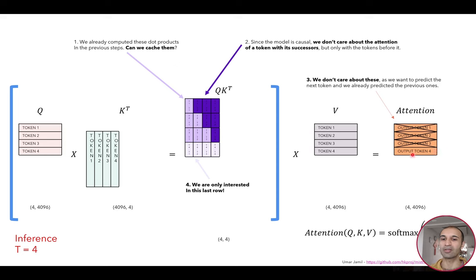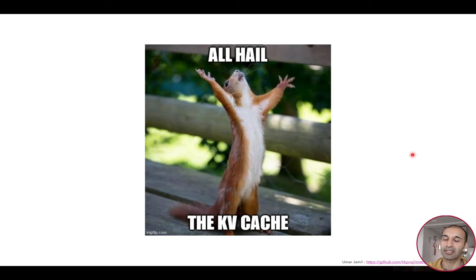We are only interested in knowing what is the last token produced by the attention, so that we can send it to the linear layer and then to the softmax to understand what is the word corresponding in our vocabulary, so that we can use it for the prompt to inference the next token again. So now let's introduce the KV cache and how the KV cache solved this problem.